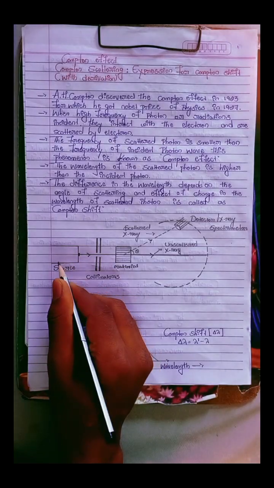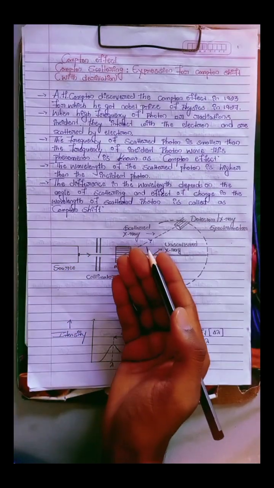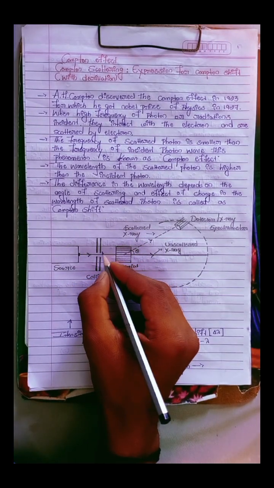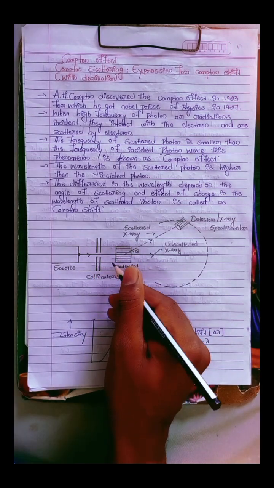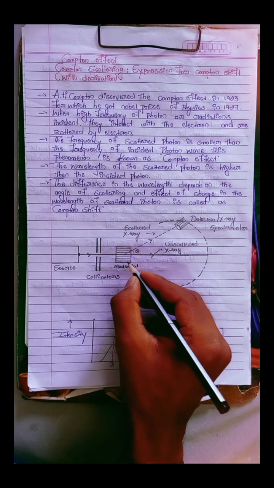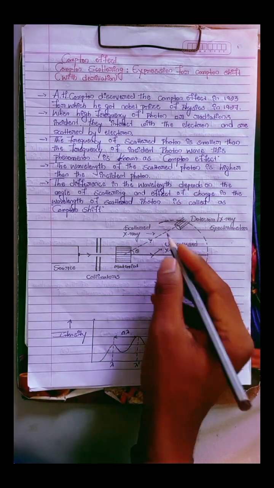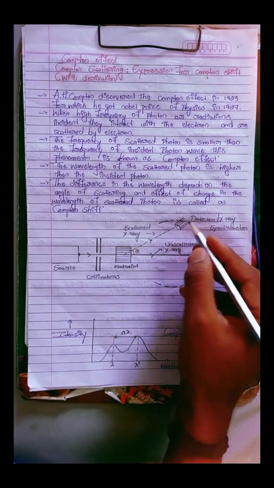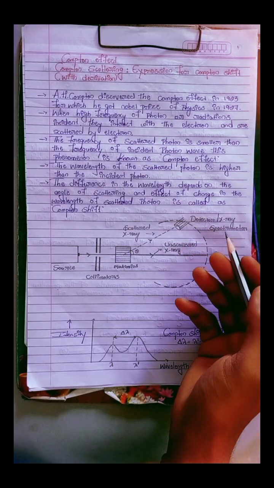About the experimental setup: we have a source here which emits a beam of X-rays with incident wavelength lambda. The beam passes through a pair of collimators and falls on some kind of material, like graphite, and it is scattered in various directions. A detector detects the scattered radiation from the target material. Finally we get this kind of graph from the detector.